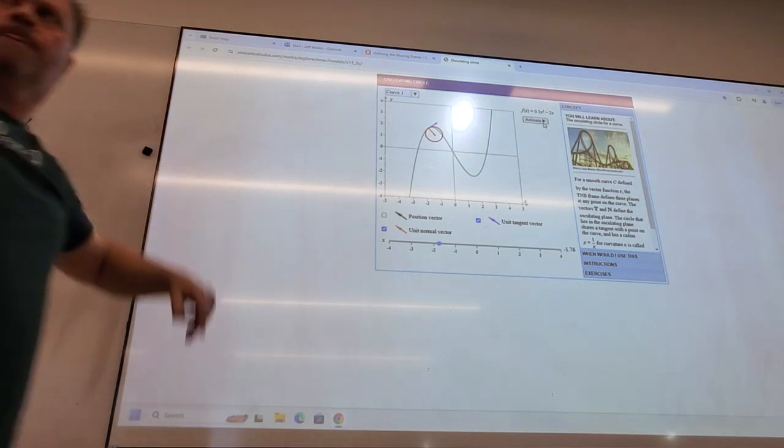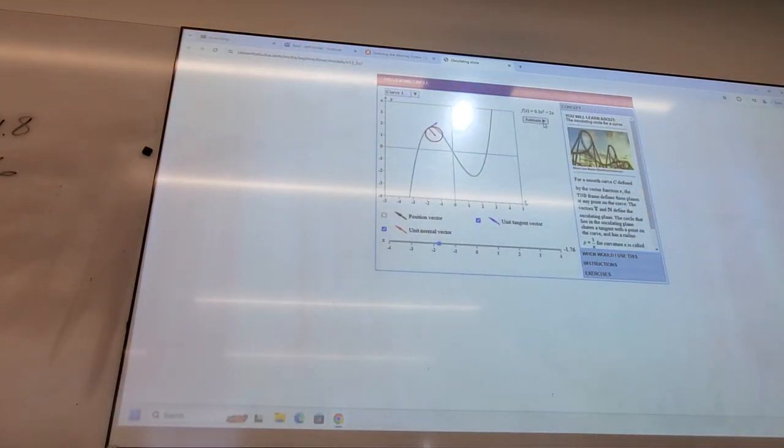Does it exist? Say again? Does it exist? If the curvature goes to 0, then the radius goes to infinity, 1 over 0, yes. So you could say it doesn't exist, or you could say what literally happens is the circle becomes a line, which becomes a circle.